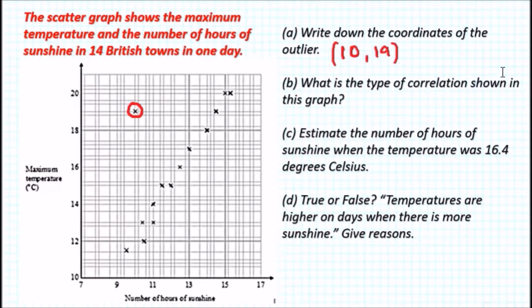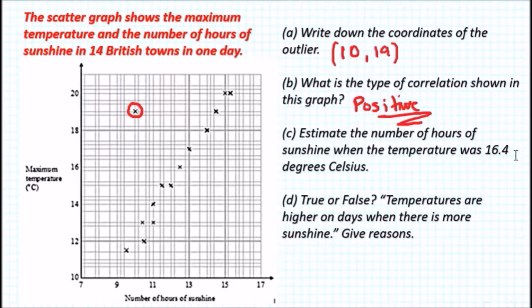Now, what is the type of correlation shown in this graph? Well, if you guys know correlation, if the gradient is going upwards, then we call this a positive gradient or positive correlation. If it's going from the top left corner right downwards, it's a negative. And if the stars are all over the place, there isn't a correlation, so there will be no correlation. But in this case, it's positive because it's shooting upwards. So the answer would be a positive correlation.